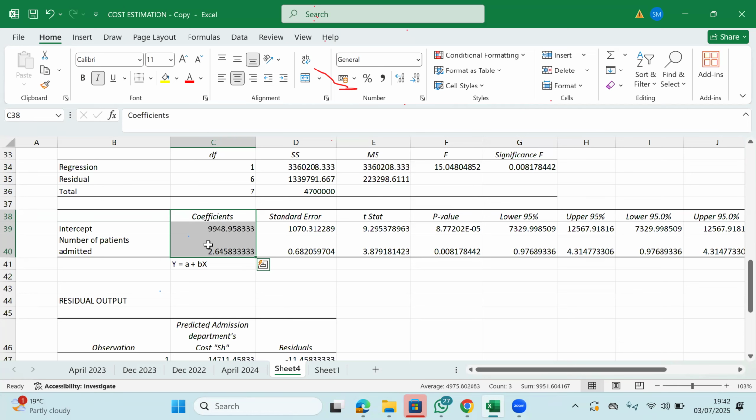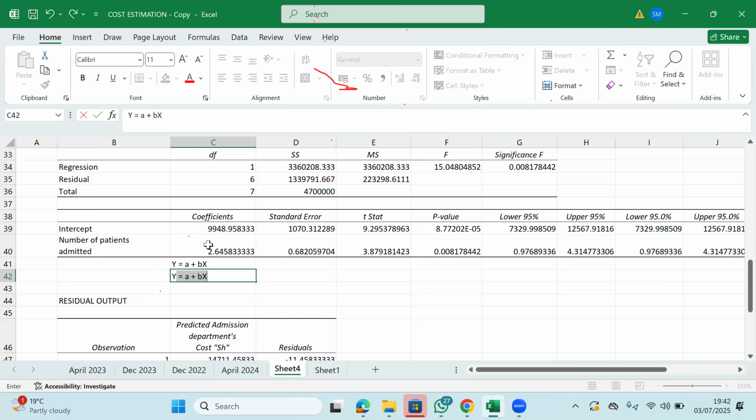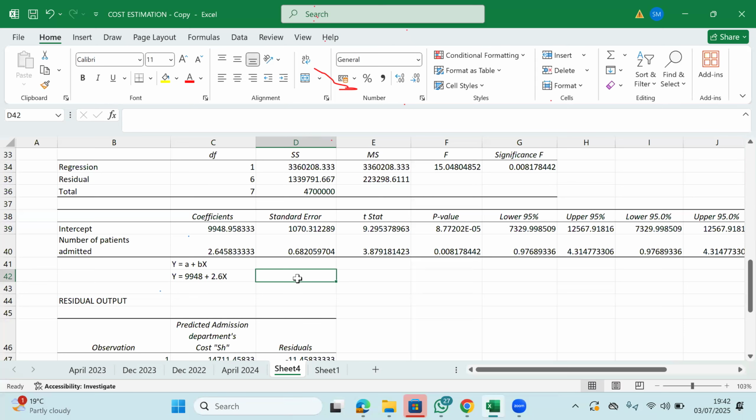Intercept tunajua ni fixed cost. Meaning our function would be y is equal to the fixed cost of 99.48 plus 2.6x. Is that true? That is our function. So basically, we picked it directly from the coefficients, with our fixed cost being 99.48 and number of patients being 2.6.